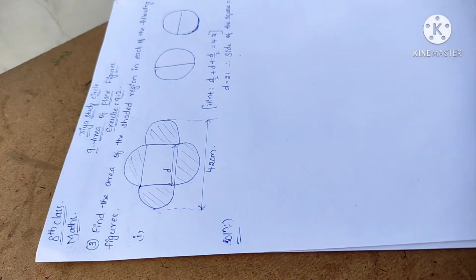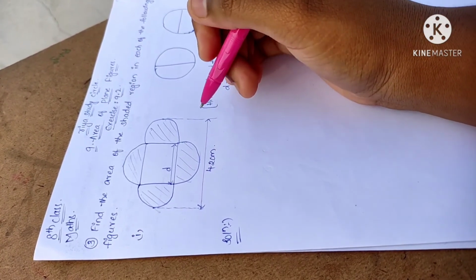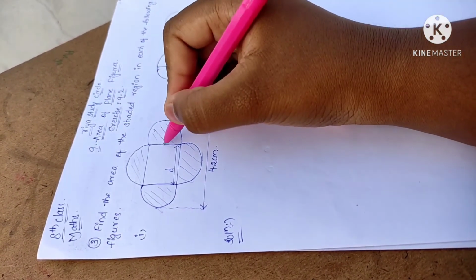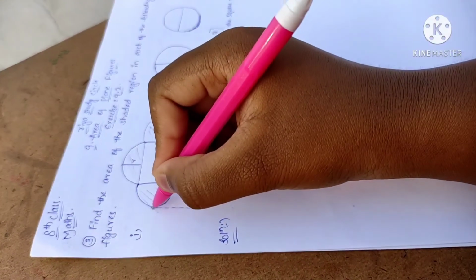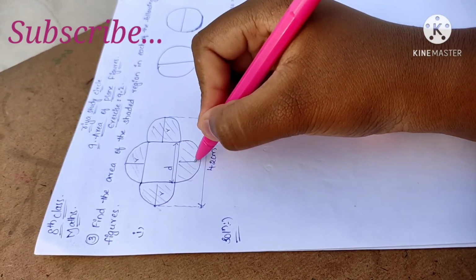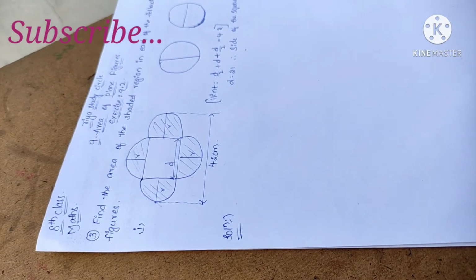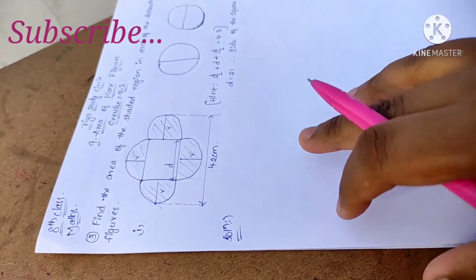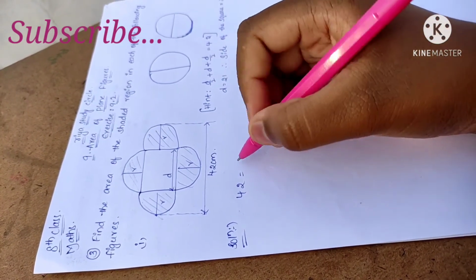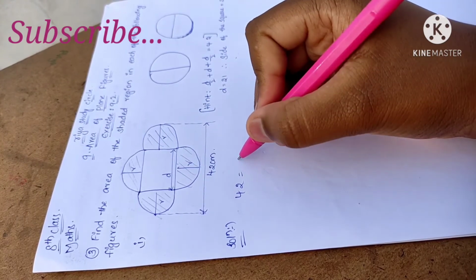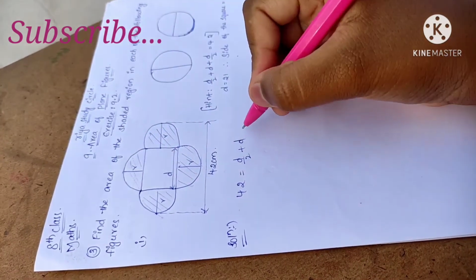They gave the measurement from this point to this point as 42 centimeters. Let's take these four shaded regions as semicircles. Then from this to this we get the radius. From this to this also radius. And this one also radius. Here they gave the hint as d by 2 plus d plus d by 2 equal to 42. So from that hint we can write 42 equal to d by 2 plus d plus d by 2.